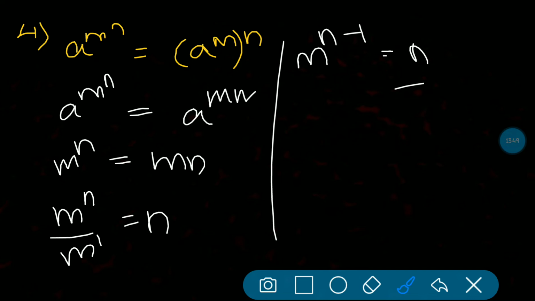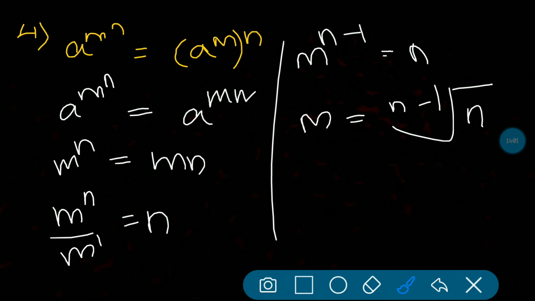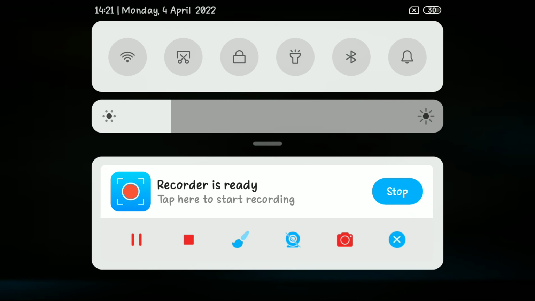Now we have to show the value of m in terms of n. So what I am going to do, I am going to send this power n minus 1 to RHS. So what will happen? It will become root. When it was power there, it will become root when it comes to RHS. So what is the right answer? It is obviously option D.